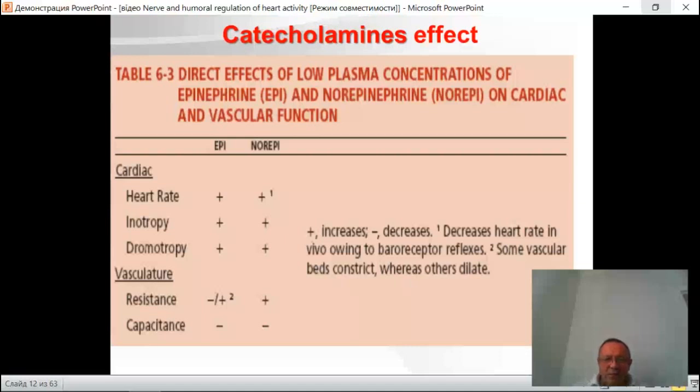Next table shows the effect of catecholamines on heart activity. Different concentrations of catecholamines in plasma give different results. Cardiac effects change heart rate. Epinephrine and norepinephrine give the effect of increased heart rate.